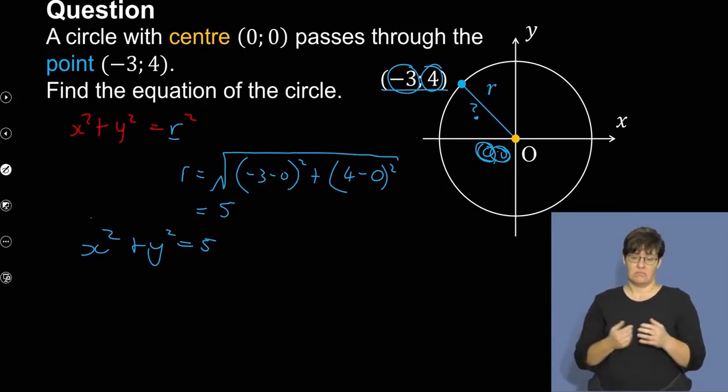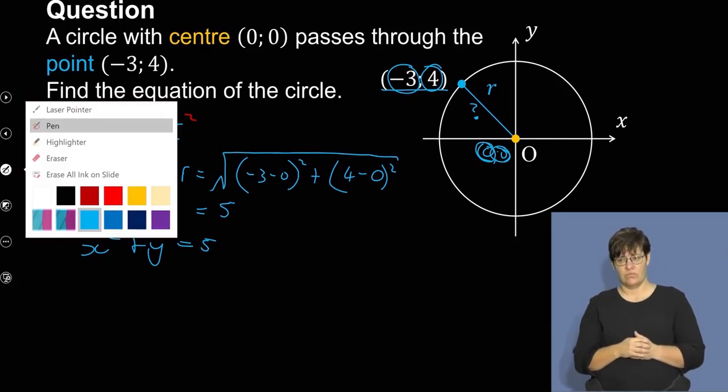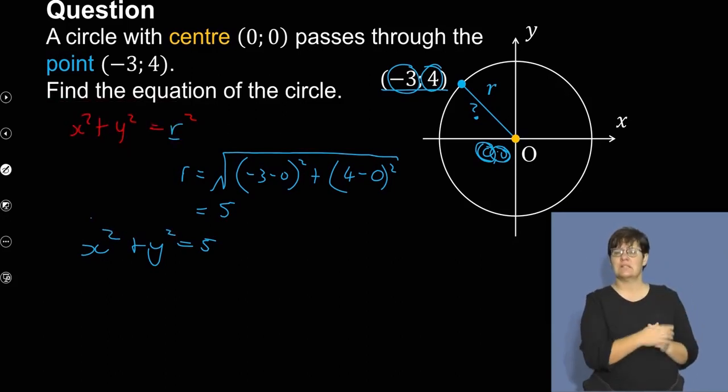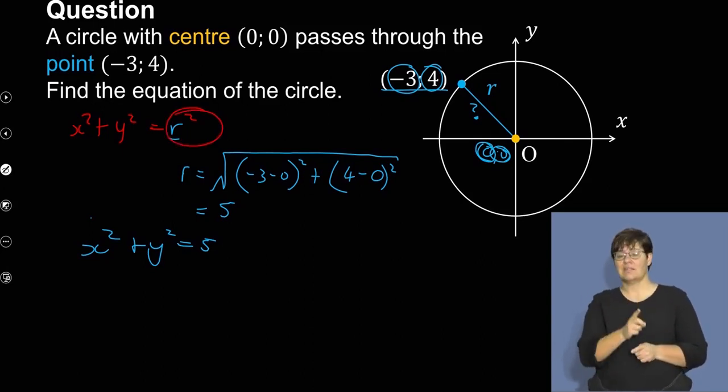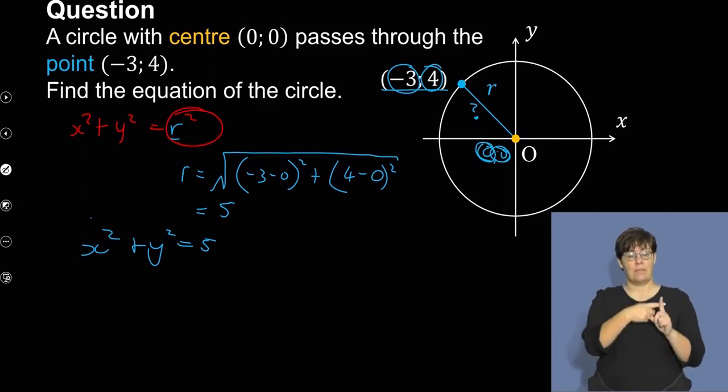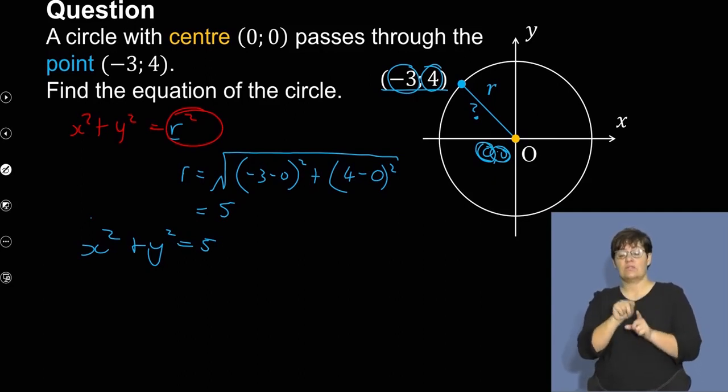Well, no. Remember, in our formula, what we discussed is that, oh, let me go back to my pen, yeah. It has to be the radius squared. And so my answer is not going to be x squared plus y squared equals 5. My answer is going to be x squared plus y squared equals 5 squared.